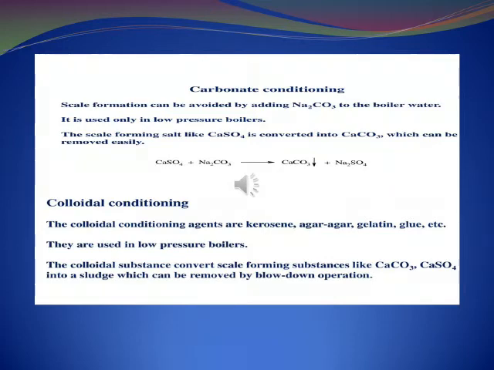Next is colloidal conditioning. Colloidal conditioning agents like kerosene, agar-agar, gelatin, and glue are added to the water in the boiler. The colloidal substances convert scale forming substances like calcium carbonate and calcium sulfate into a sludge which can be easily removed by blow down operation. It is also used in low pressure boilers.